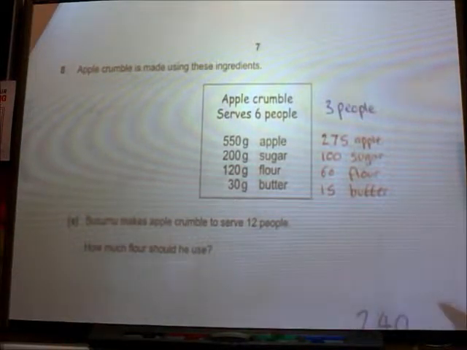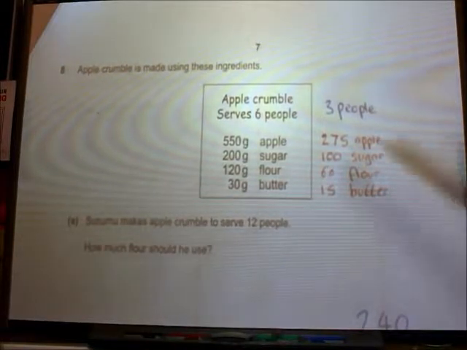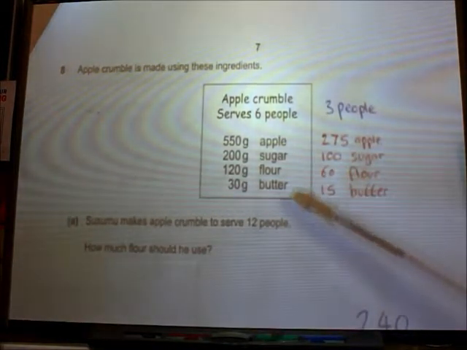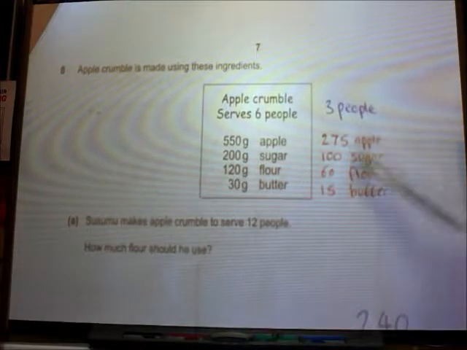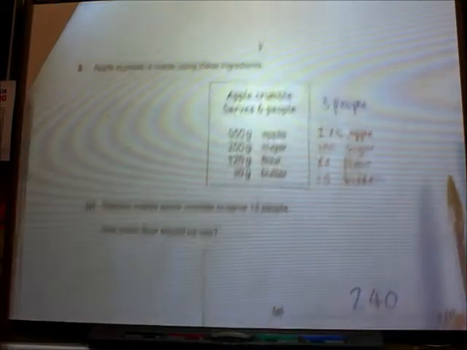Right, so we're making apple crumble to serve 12 people. How much flour should he use? Well, for 6 people, it's 120 grams. So for 12 people, you just double it, and it's 240 grams. Just ignore that for a moment. I'll come back to that when I get further down.